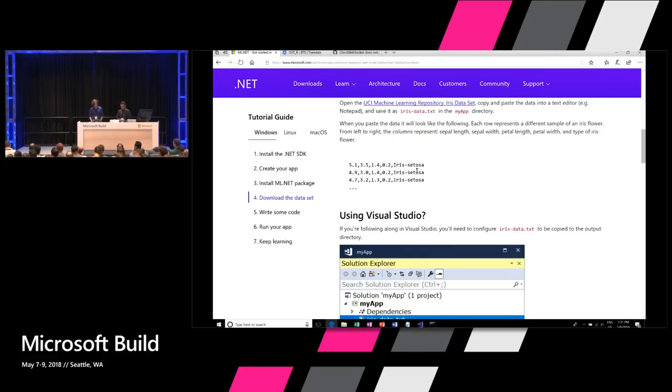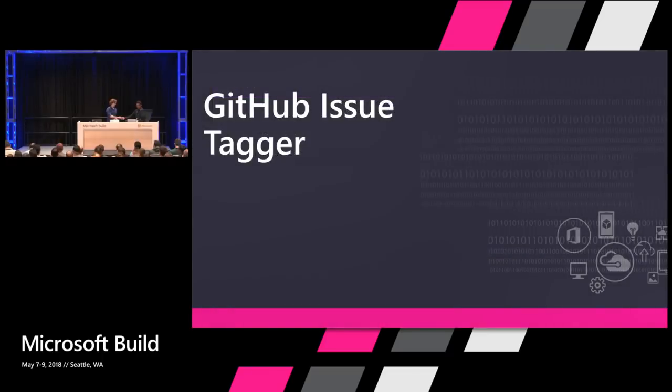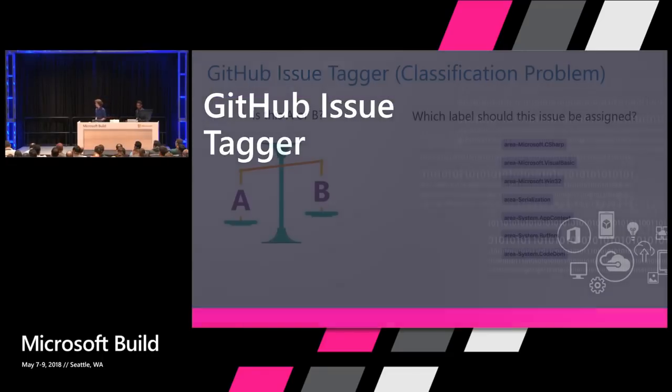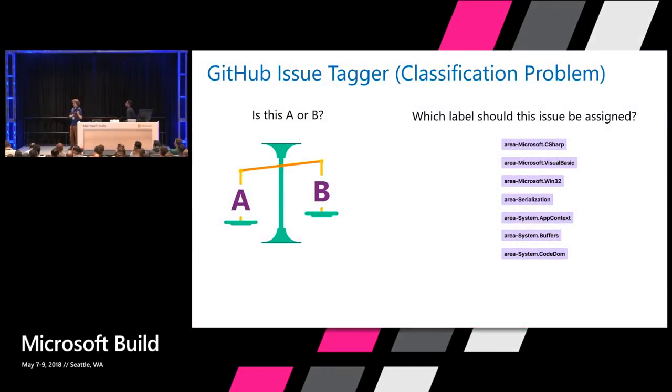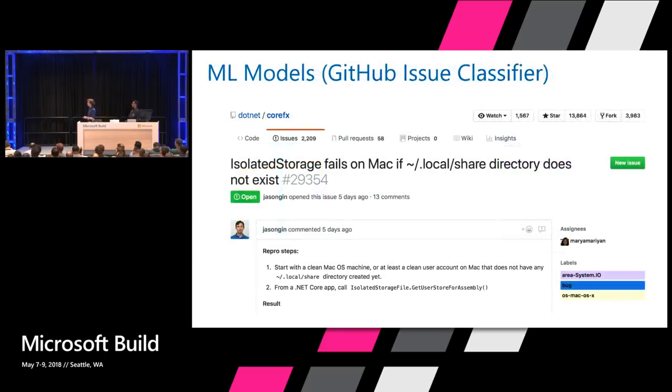With that said, let's go ahead, Gal, and show them how we build the GitHub issue tagger with ML.NET. All right. So the demo that Ankit showed earlier is an example of a classification problem, because when an issue comes in, we're trying to identify which label this issue belongs to. There are a couple of examples that we showed here that the .NET team uses.